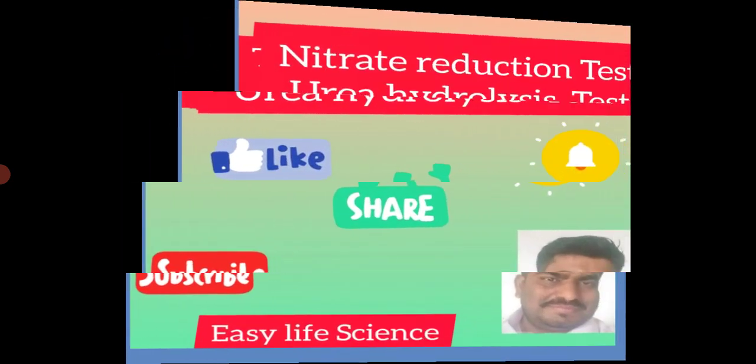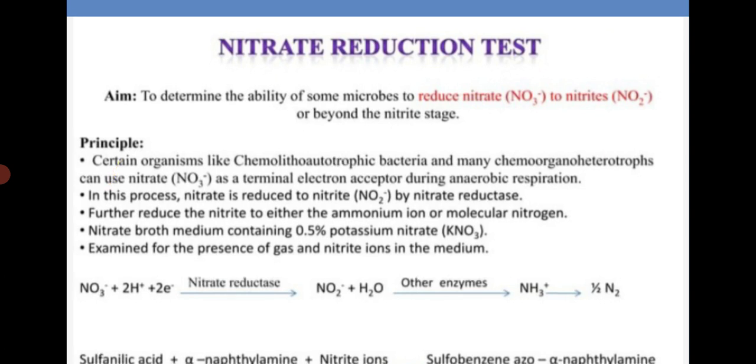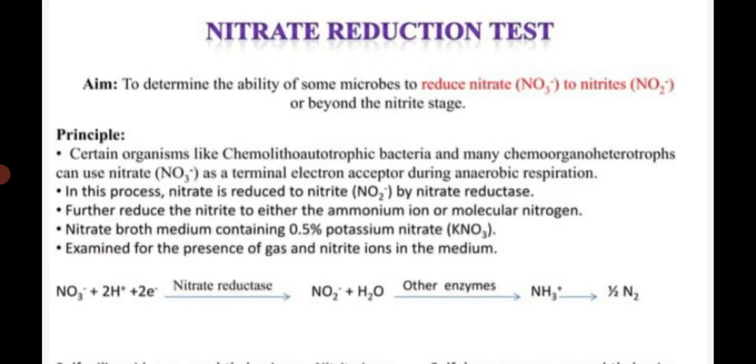So let's start. First, nitrate reduction test. The nitrate reduction test is a biochemical test useful for identification of unknown microorganisms. The aim of this test is to determine the ability of some microorganisms to reduce nitrate (NO3) to nitrite (NO2) or beyond the nitrite stage.